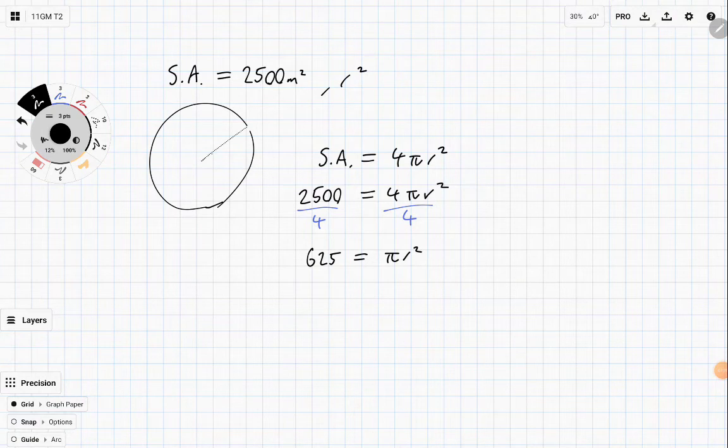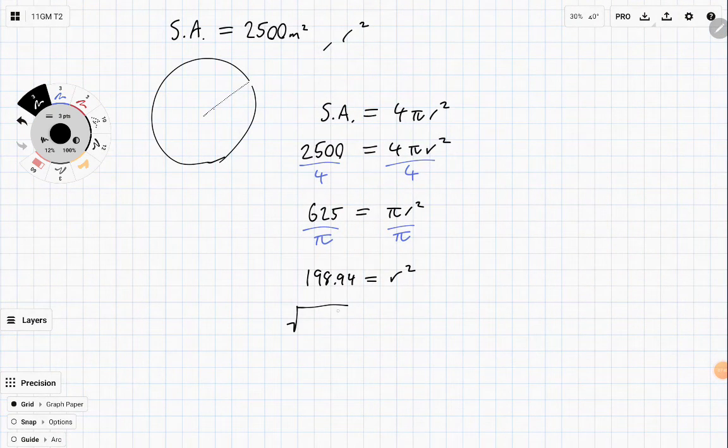Now we need to get rid of the pi from both sides. So let's divide by pi, divide by pi. That gives us 198.943, which we're going to round down to 198.94, is equal to r squared. The opposite of r squared is take the square root. And the square root of 198.94 is? The radius is equal to 14.104, which rounds to 14.10. Meters, no square meters, because remember radius is measured in linear units, so just meters.